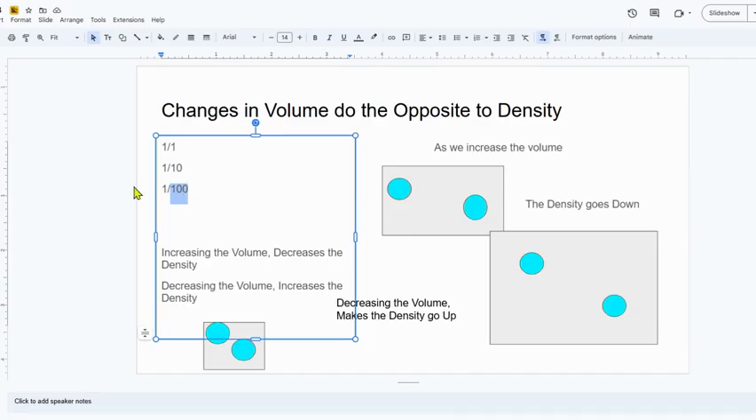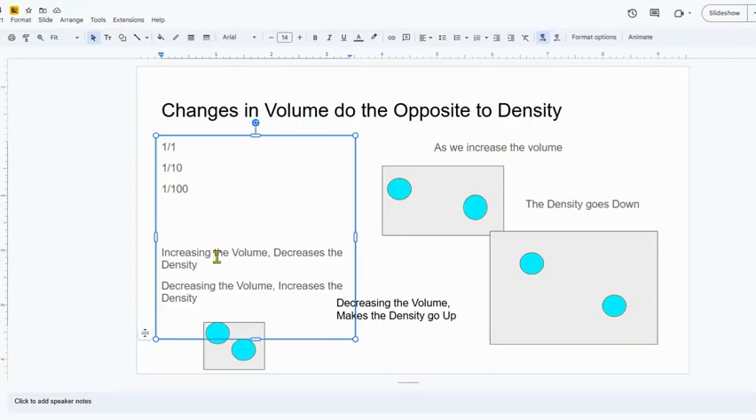1 over 1 equals 1. 1 over 10 equals 0.1. And 1 over 100 means 0.01. So if I do my volume and make it get really big, it's going to have a lot lower density. So increasing the volume decreases the density.